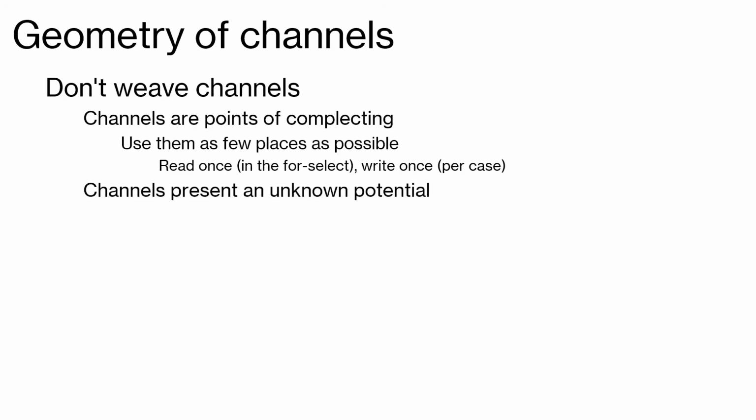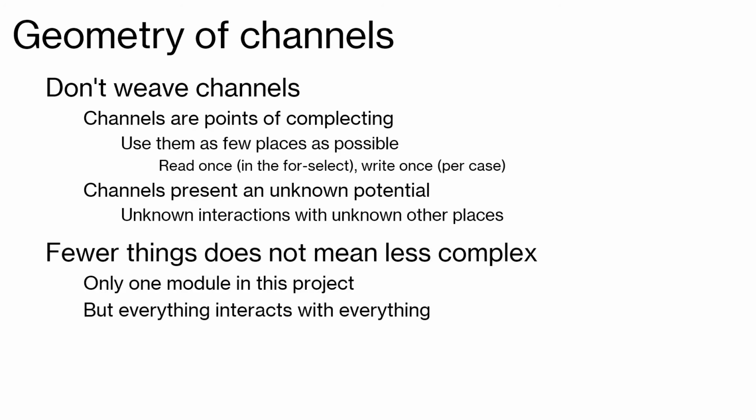The channels, since they interact with other modules, present this unknown potential. What happens when I write to this channel? Well, it goes somewhere else and I don't want to need to be concerned about it. So if you pass them around, well, you're passing this unknown interaction around as well. Don't do that. As an extra little bonus, keep these functions pure.